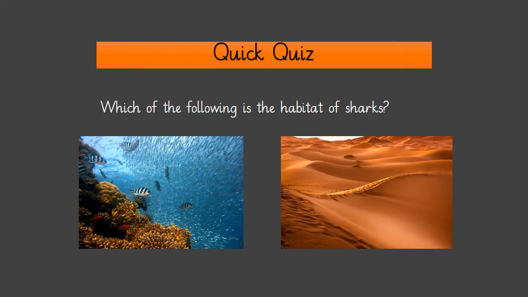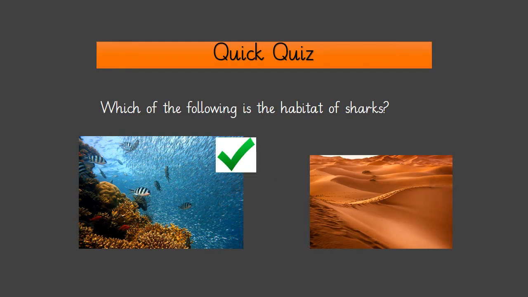A quick quiz based on what we have learned so far. Can you tell which of the following is the habitat of sharks? Is it the sea or is it the desert? The correct answer is the sea is the habitat of sharks.